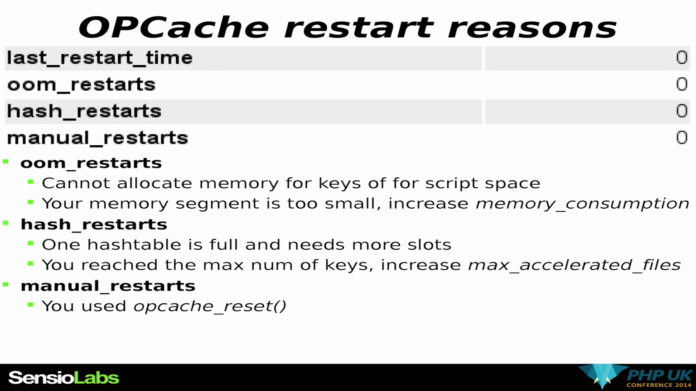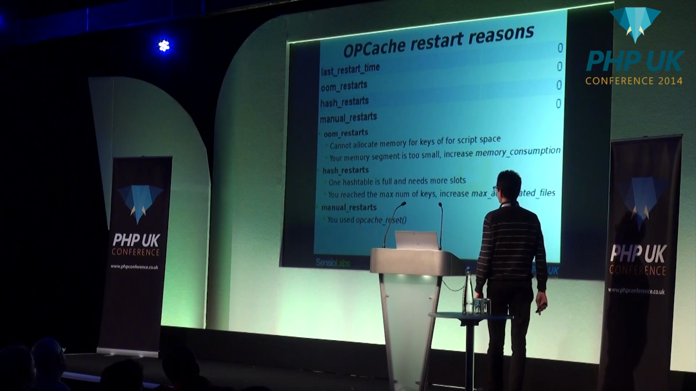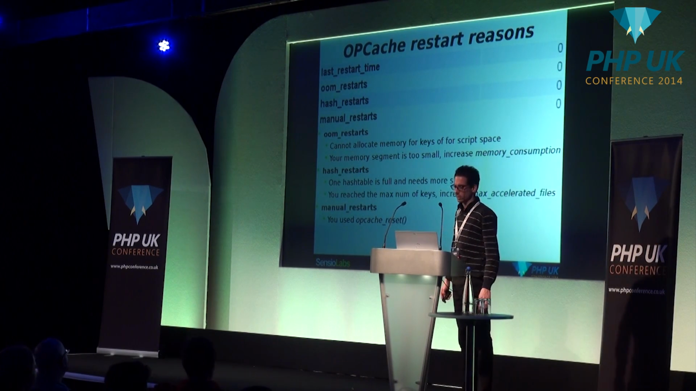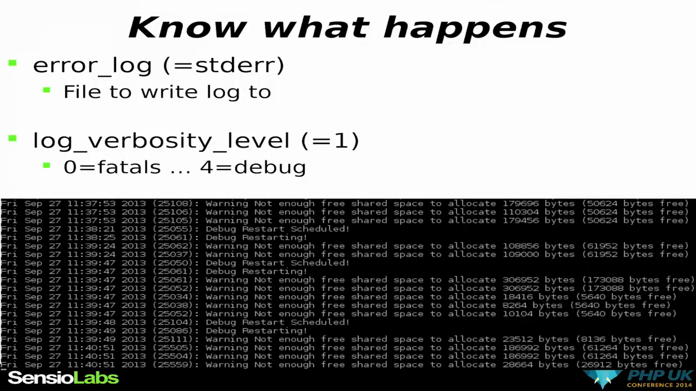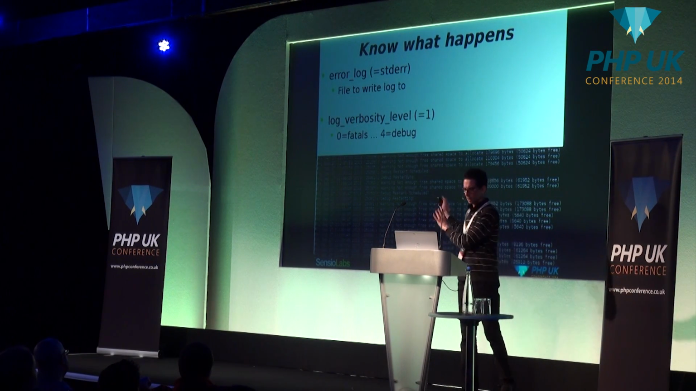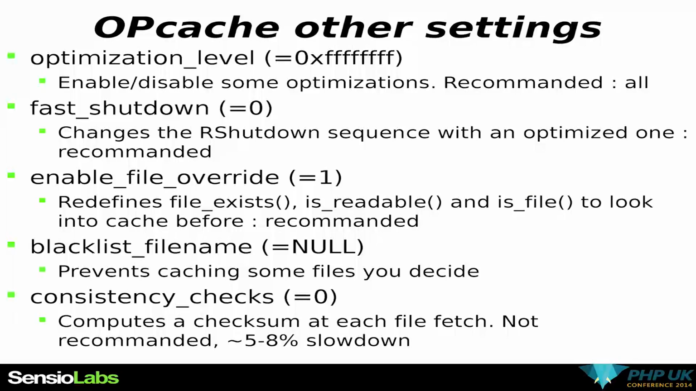Why restart? This is why the Opcache restarts actually: out of memory restarts, hash restarts, or manual restarts. Those are explained here, so you should know the difference between them. The documentation is not really accurate about this, so I explain them here, so that now you know about those numbers and know what happened. Opcache can have a very nice log as well. What it does: I'm compiling this script, I'm adding a key for this script, I don't have enough memory, I'm trying to fill this table and I don't have memory. You can actually have a pretty nice log for Opcache, which is nice.